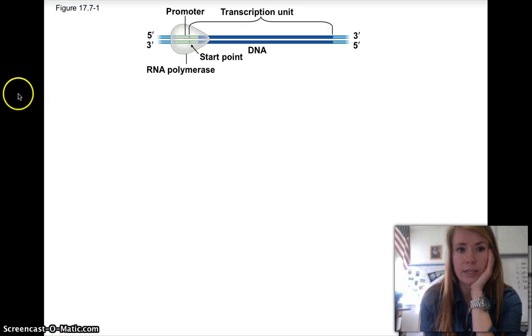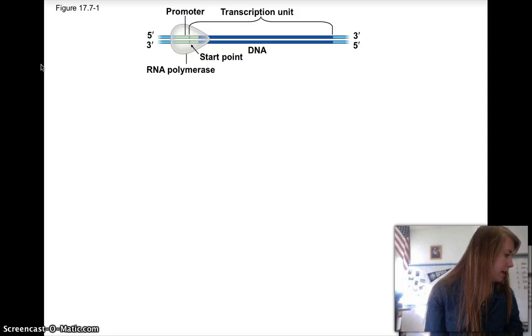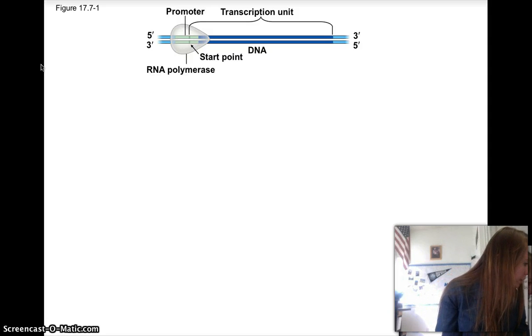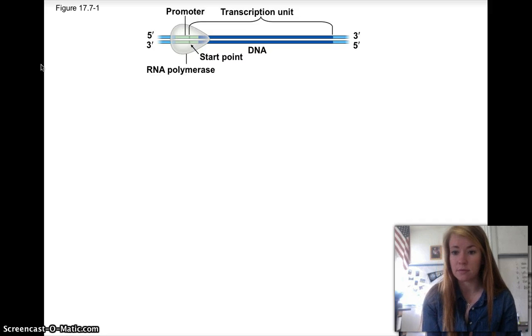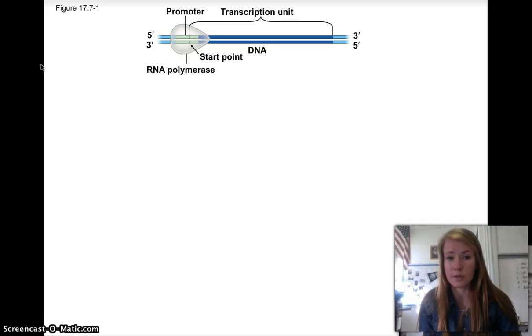So this picture is on page 322, and there's three main stages of transcription: initiation, elongation, and termination. So we're going to start our transcription process, we're going to build our RNA molecule and elongate it, and then we're going to end the process with termination. So those are the three steps.